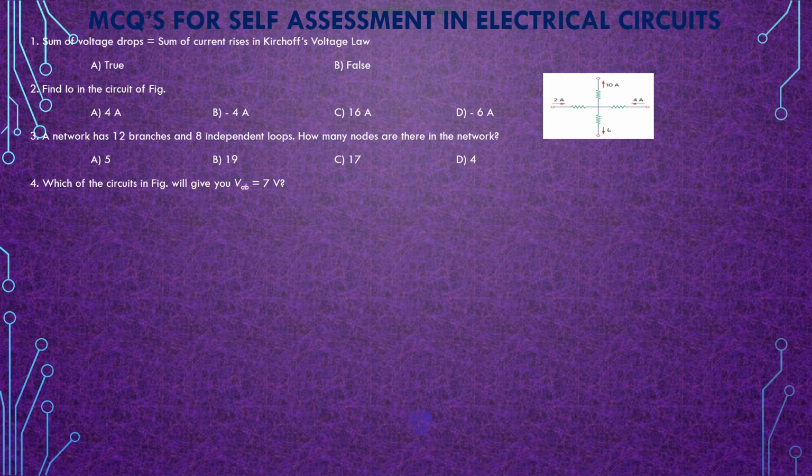Okay, which of the circuits in the figure? This is a very important one. Which of the circuits in the figure will give VAB as 7 volts? The resultant voltage across the two terminals should be 7 volts. First one: in this branch, at terminals A and B, the result should come as positive 7 volts.